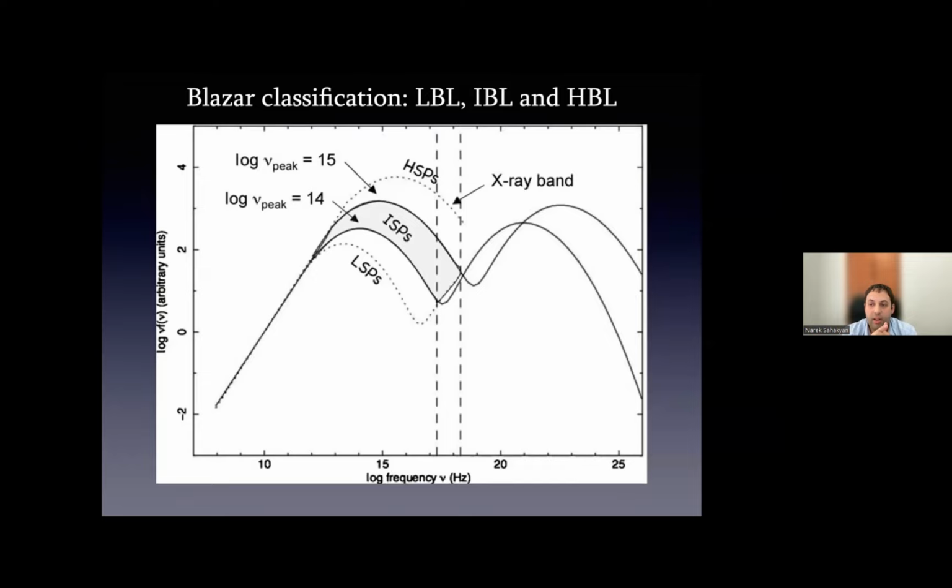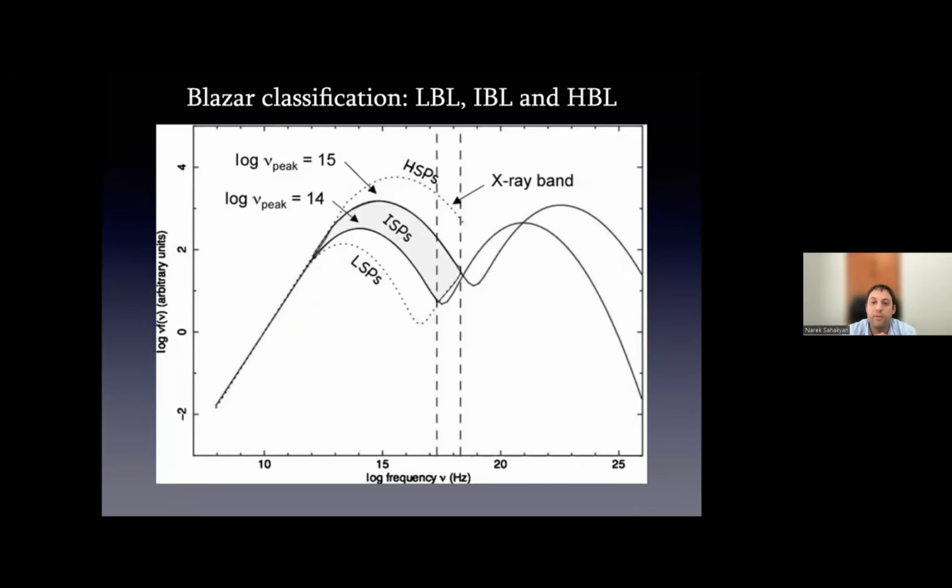When the peak of the synchrotron component is less than 10^14 hertz, these are called low synchrotron peaked objects. When it is between 10^14 and 10^15, it's called intermediate synchrotron peaked objects. And when it is above 10^15 hertz, you have the high synchrotron peaked objects. This difference in the synchrotron peak is directly dependent on the acceleration and emission processes in the object. So when you have different types of Blazars, you see different processes that are responsible for particle emission.